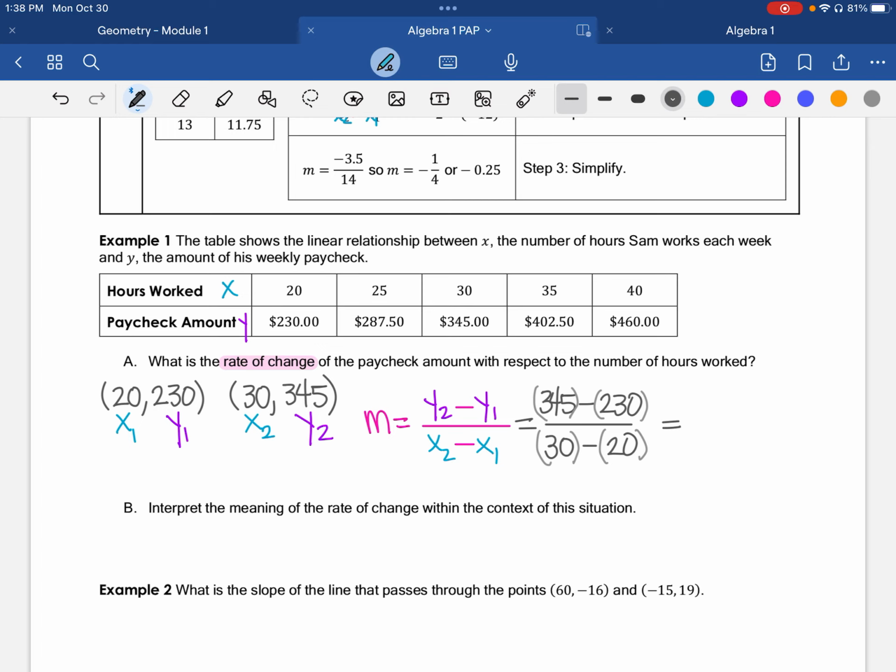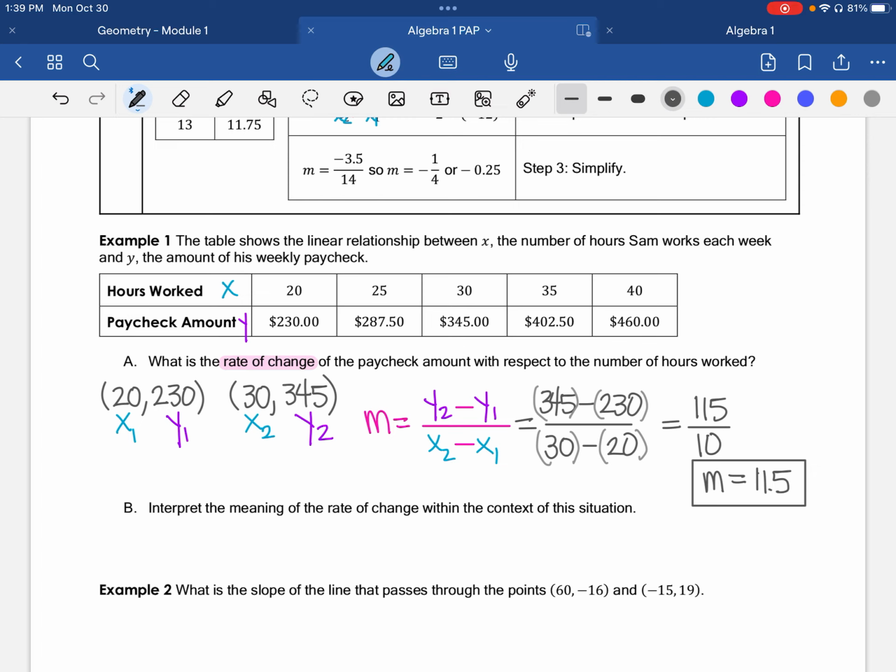All right, now that we have everything substituted in, we can grab our calculator, or we can simply subtract in our head. 245 minus 230 is 115. 30 minus 20 is 10. I got 115 over 10. Because we are talking about work, it would probably make sense to go ahead and change it into a decimal. So I'm going to go ahead and do that right now due to the situation.